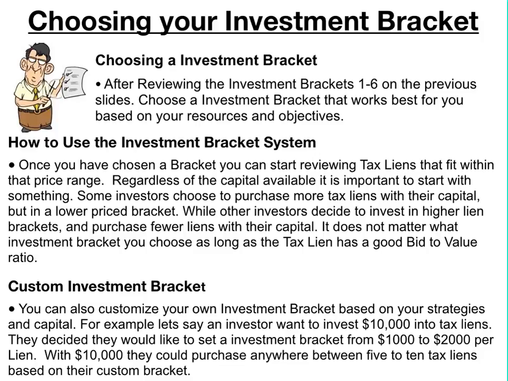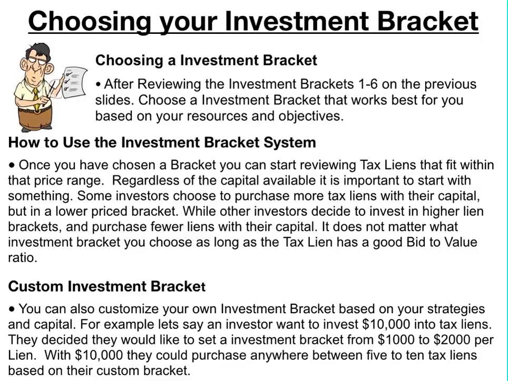Some investors choose to purchase more tax liens with their capital, but in a lower price bracket, while other investors decide to invest in higher tax lien brackets and purchase fewer liens with their capital. It really doesn't matter what investment bracket you choose as long as it has a good tax lien bid to value ratio. You can also customize your investment bracket based on your strategies and also your capital.